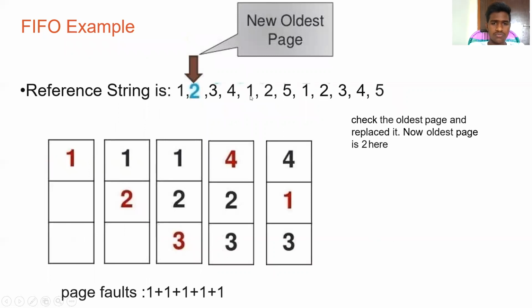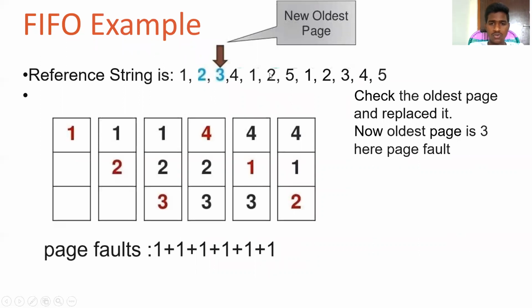Next is 1. We have to replace the 2 here. Why? Because this is the first in, first out. Comparing this 4 and 3, 2 is the first in, first out. So we have to replace this 1 with this 2. Next 2. The page faults are here, 5.